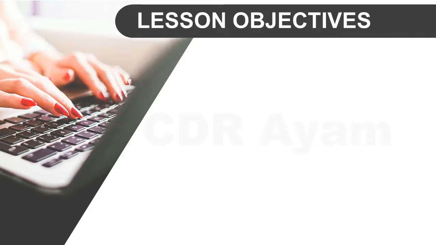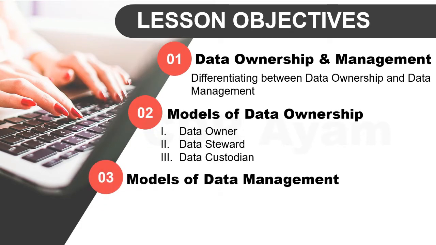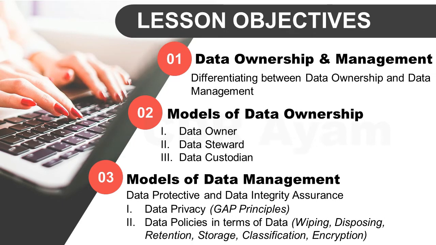The following are the lesson objectives. The first objective of this lesson is to differentiate between data ownership and data management. The next is identifying the models of data ownership as well as the models of data management. And under data management, we will take a detailed look at data privacy, data loss prevention, data policies, information classification, and lastly, data security controls.